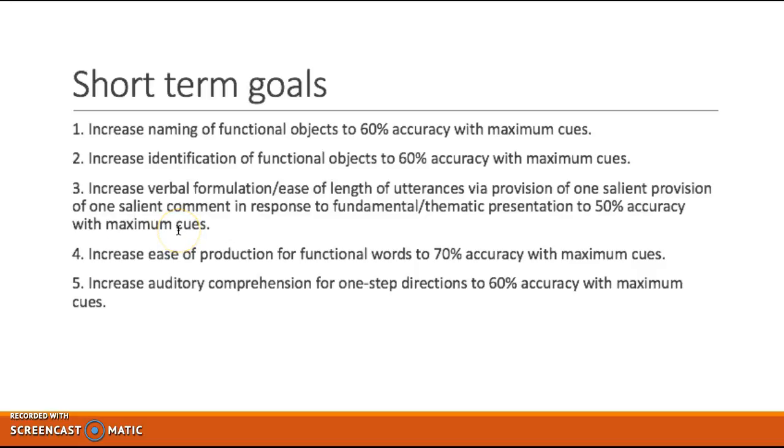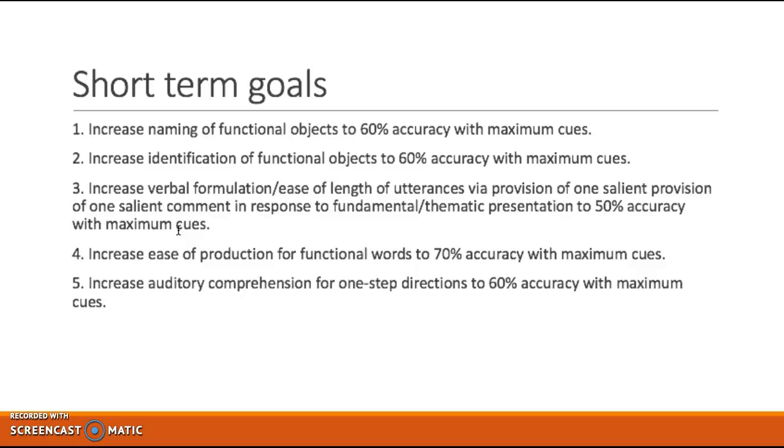Okay. Based on what we saw during the assessment, we created these short-term goals for AP. The first one being that we would work on increasing naming of functional objects to 60% accuracy with maximum cues. For example, we would present her with picture cards that contain functional daily objects such as fruits, vegetables, household items. Once presented with the picture card, the clinician would verbally cue the client by saying, "What do you see here?" or "What is this?" or "Can you tell me what's on the card?"